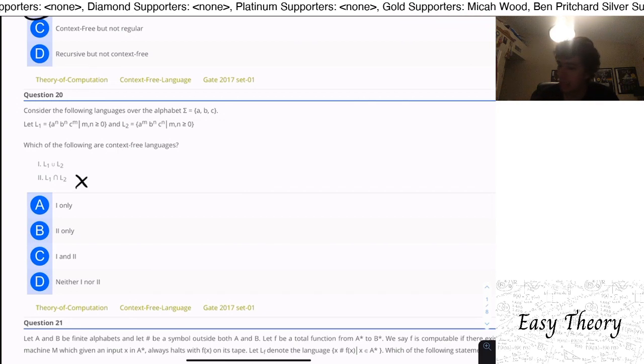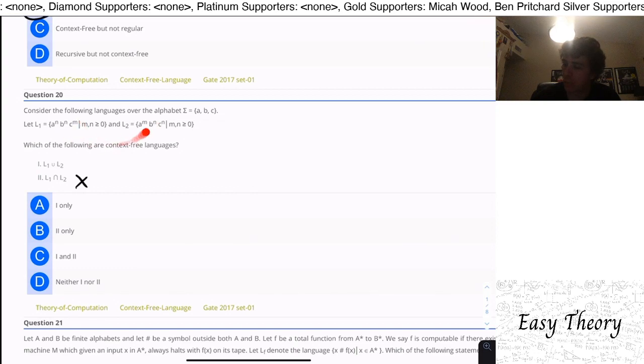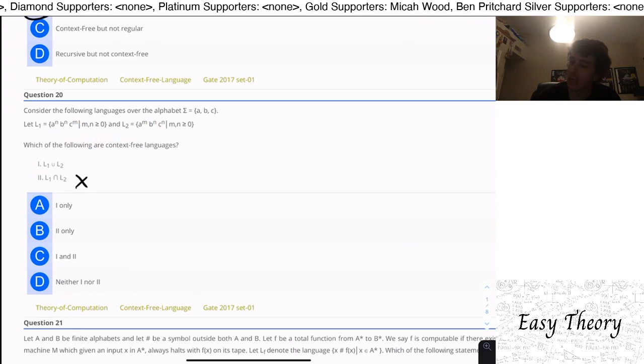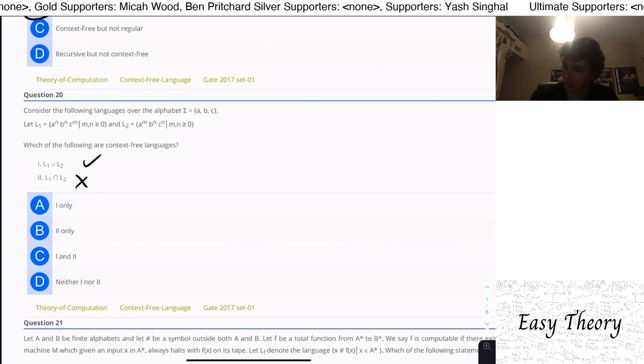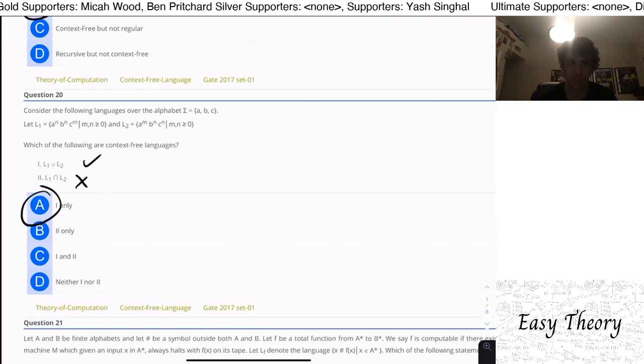1 is context-free because you can make a grammar for each one of these. The reason is that you can have a variable that makes the A to the N, B to the N part, and another variable that just spits off C's at the end, and another grammar that does almost the exact same thing, and then just union the two. So 1 is context-free, so it's A in this case. Let's just check. Yep, good.